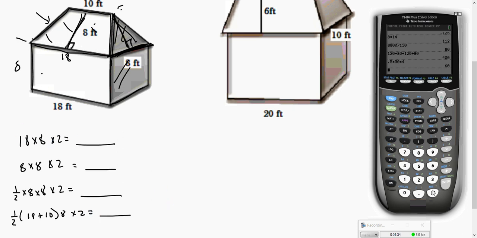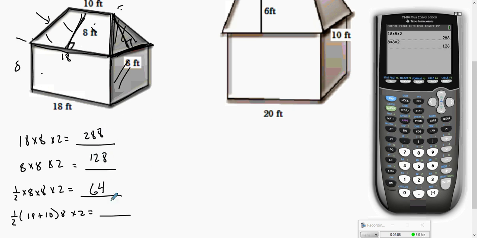18 times 8 times 2. Just clear this out here. 18 times 8 times 2. And I'm going to do all these. 8 times 8 times 2. 1/2 times 8 times 8. I can do that in my head. 1/2 times 2 is just 1. So 8 times 8, 64. Right? Go ahead and write that one down. 288.